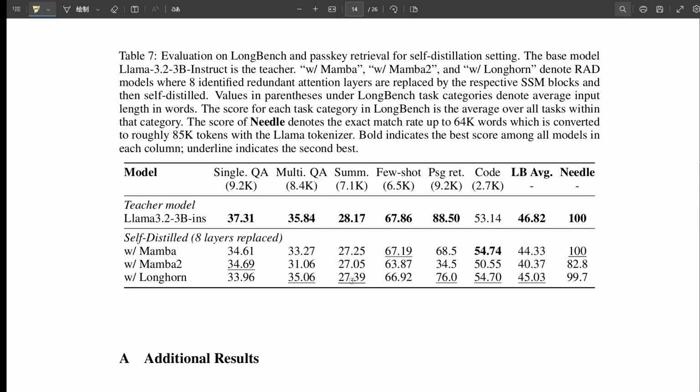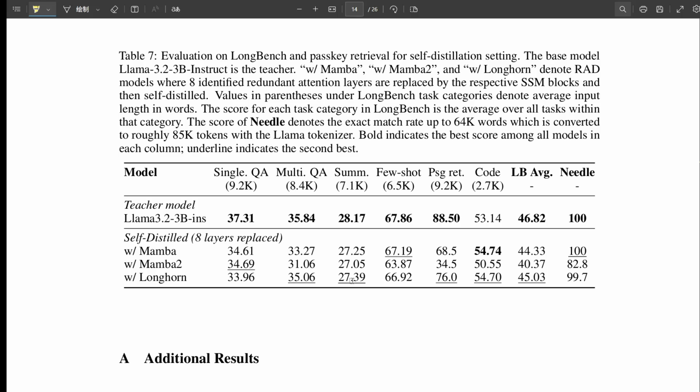The Longhorn-based RAD model in particular performed very well on passage retrieval. The authors hypothesized this might be related to Longhorn's specific design, maybe its online learning properties and its ability to recall past information effectively. Interesting. They do note, however, that passage retrieval was one task where the specific choice of replaced layers seemed more sensitive. So not universally robust, perhaps, but still strong results given the short training context.